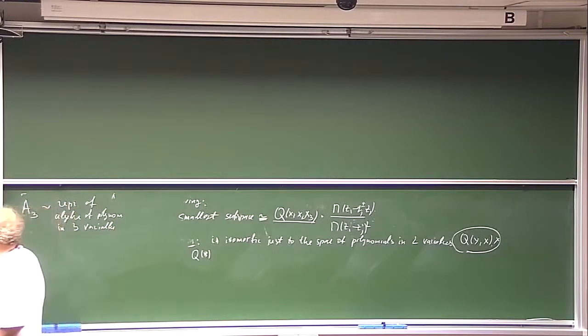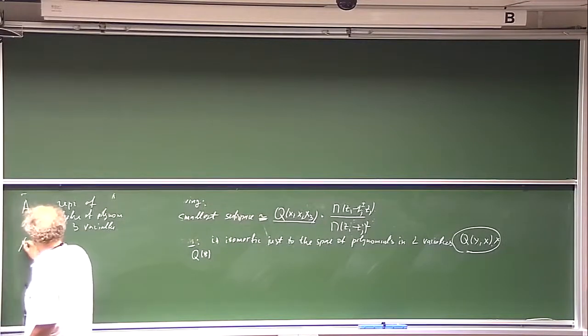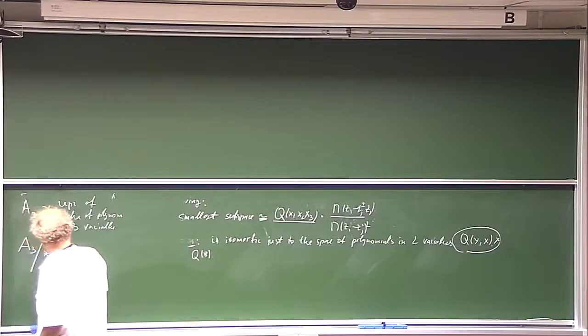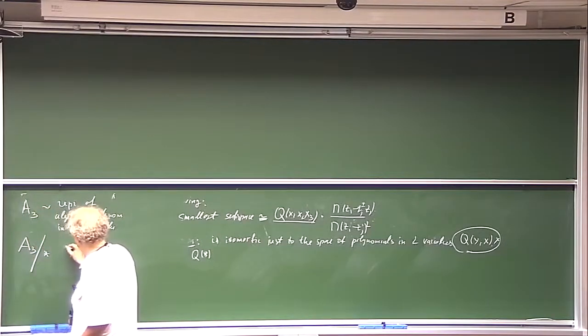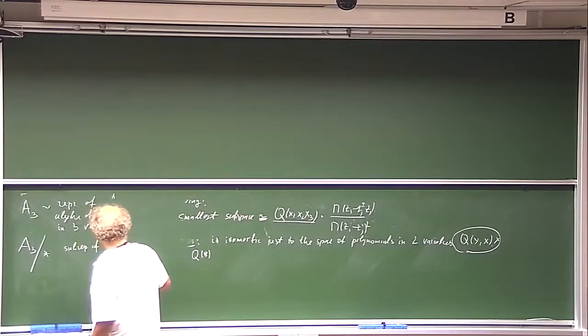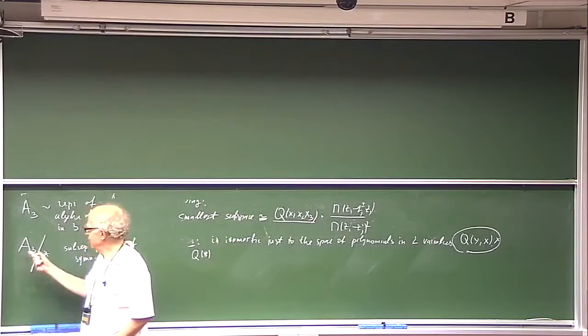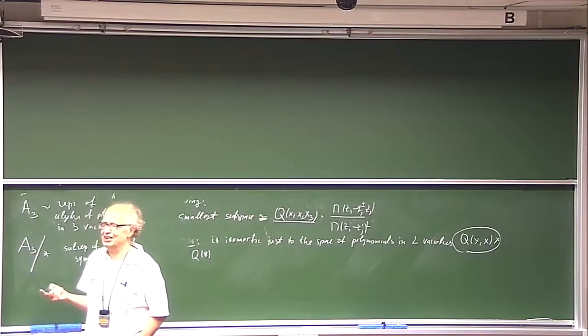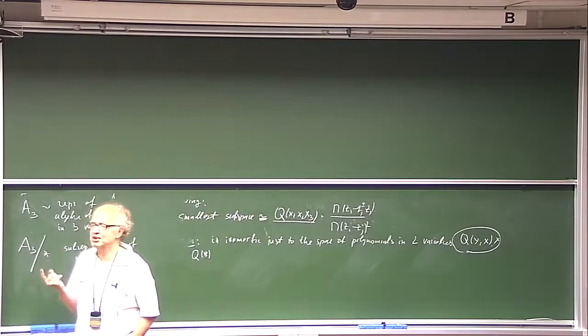And if I want to determine what is here, I have to take the quotient of A3 up to something, and this something is a sub-representation of the ring of symmetric polynomials, also in 3 variables. Therefore, the quotient is a representation of the ring of polynomials in 3 variables.